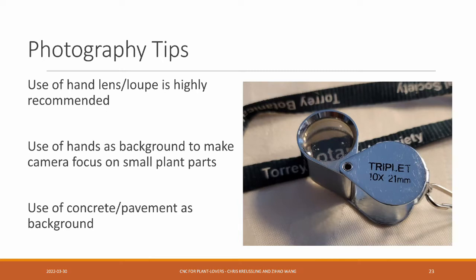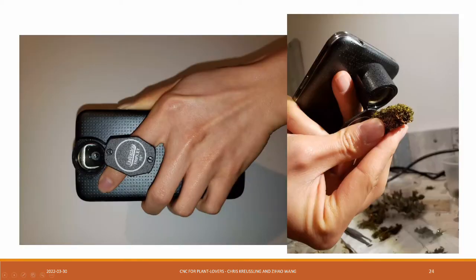You can also play with your settings on your camera phone. I mean, there's a lot to talk about how to photograph, but my best advice would be to get a hand lens and use it in combination with your phone. And next slide, I will show you how I do that. So here's how I do it. You don't have to do the same thing I do. I use one hand only to hold both the hand lens and my phone.